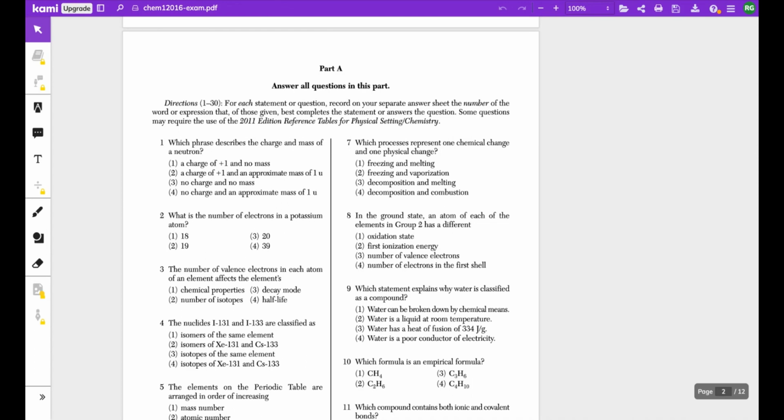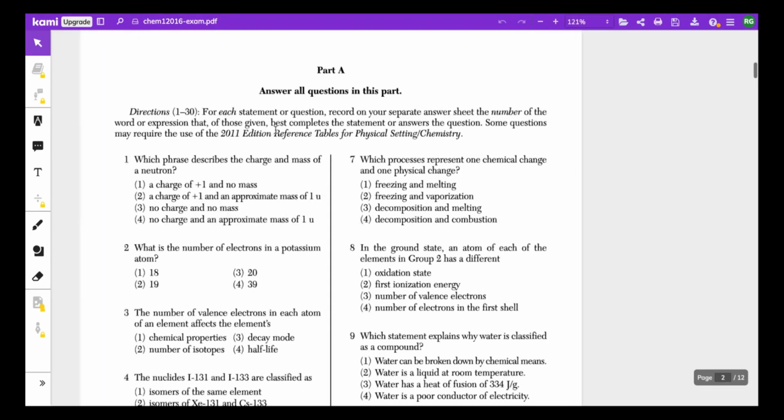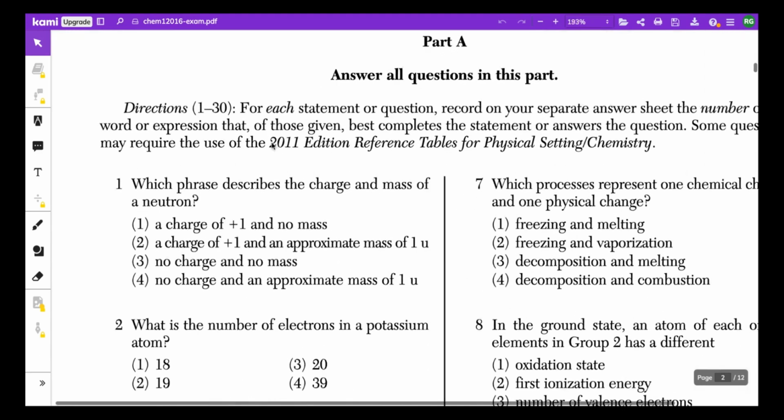Let's go. Chemistry Regents review. Alright, which phrase describes the charge and mass of a neutron?